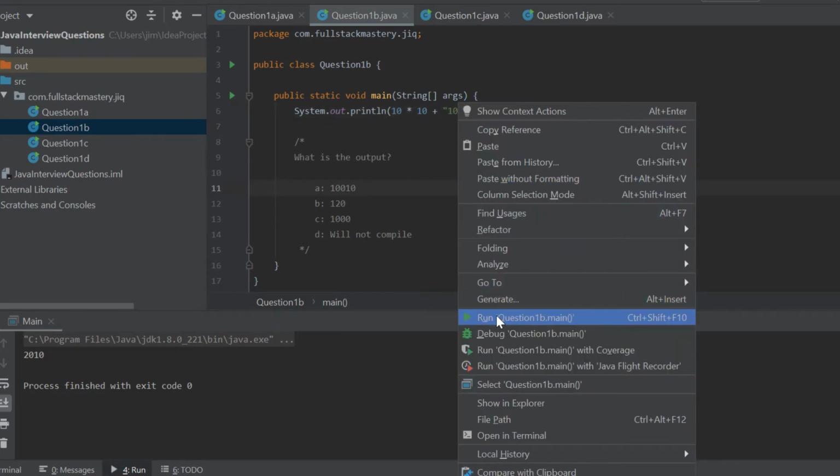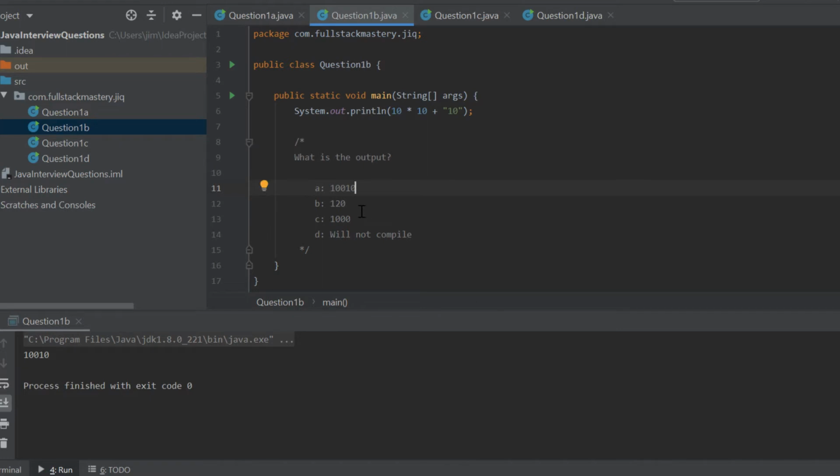Let's run this. Okay, so now the answer is A. Right, so if you choose A, you are correct. Let's go to the next question. So what is the output of this expression, right? We basically move the string of 10 to the front of this expression.